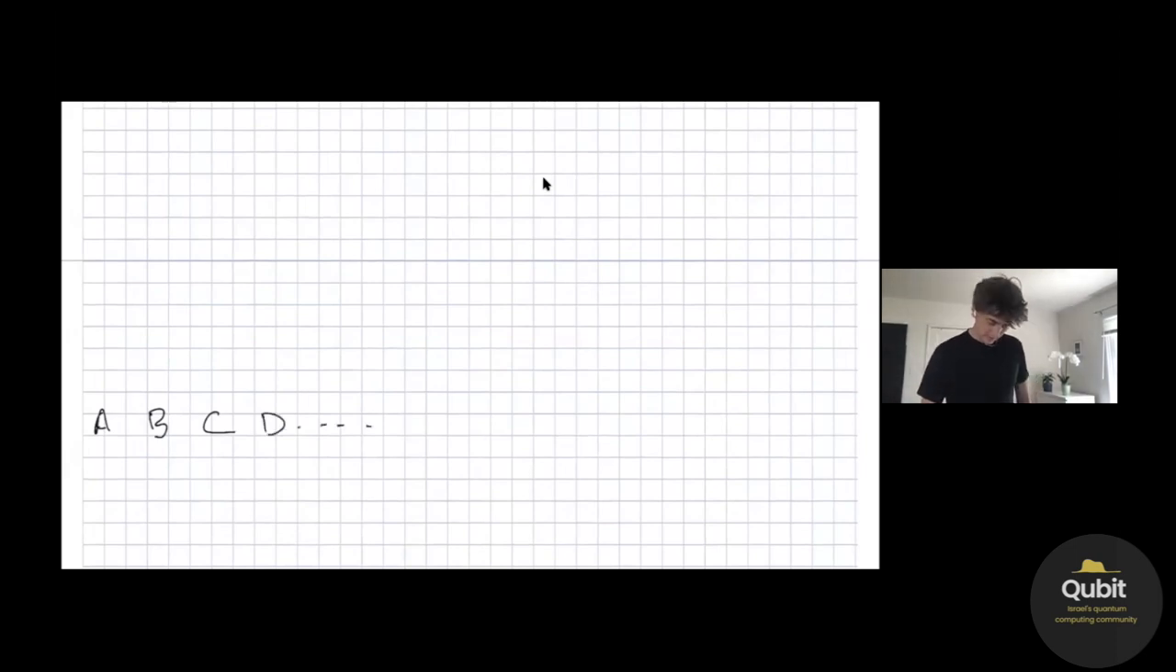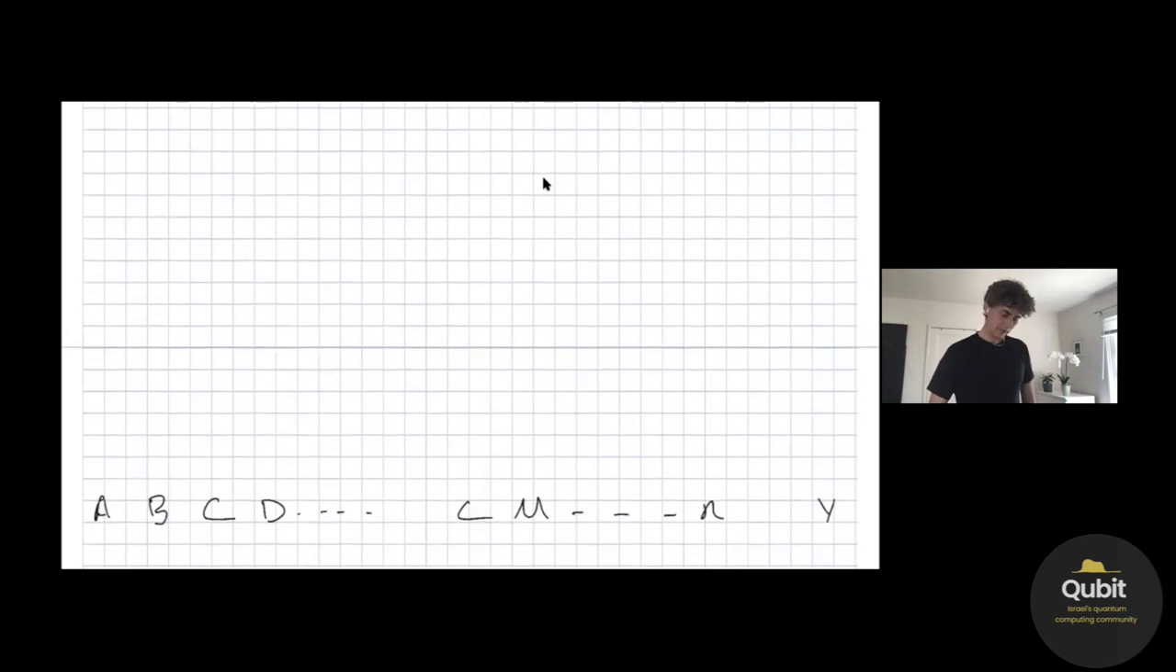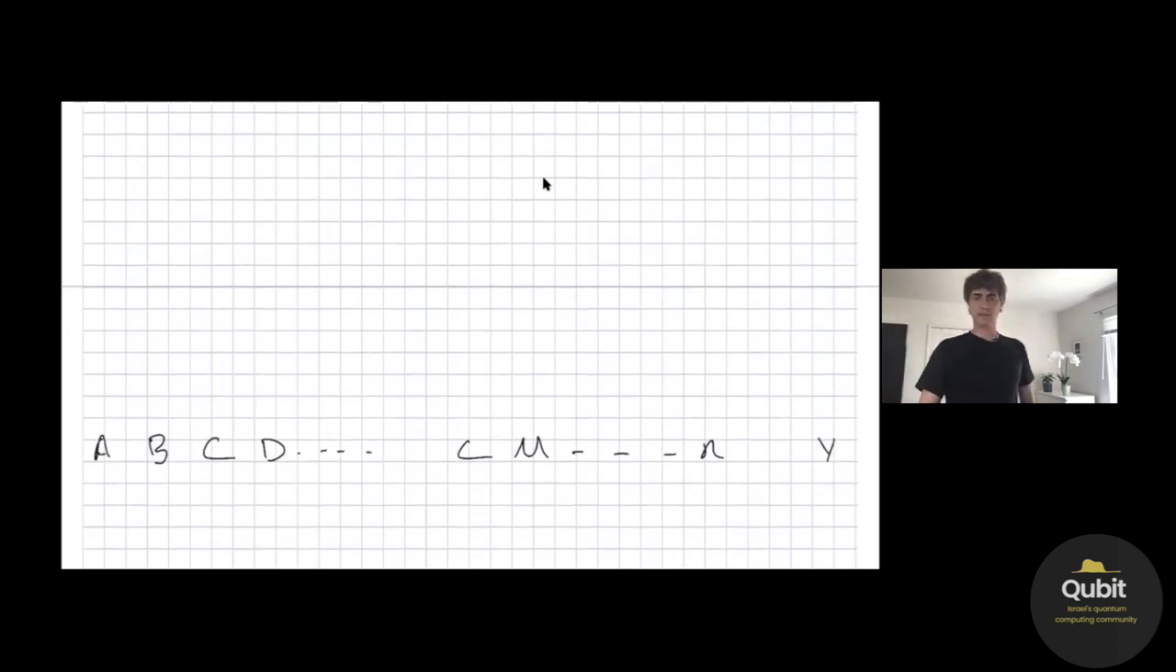A, B, so maybe it's Alex and Barak and Dudy or Dorit and so on, and noisy people like Lev and Morty and Ronan and somewhere out here, Yoshi, someone like that.